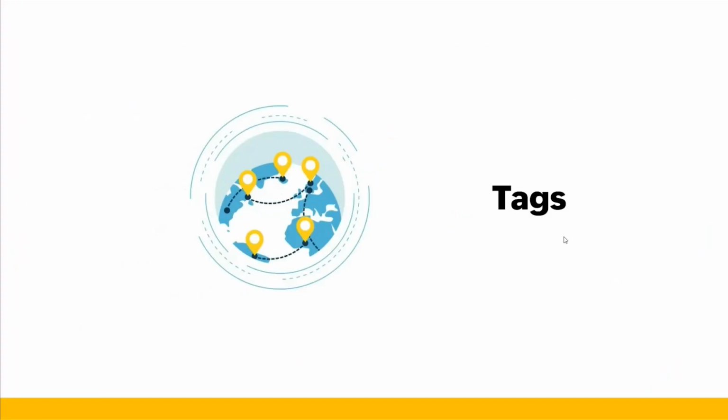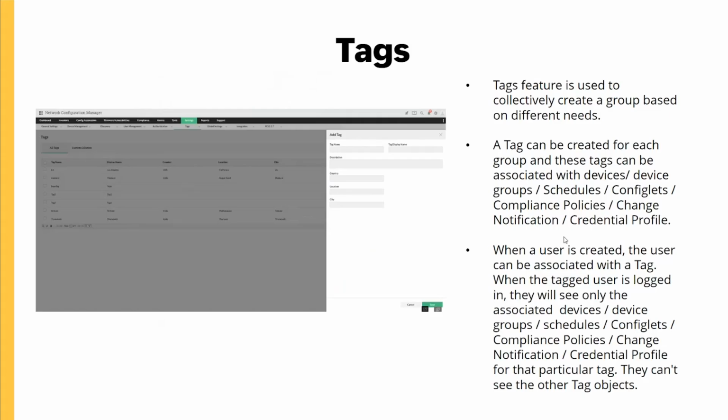Now let's talk about tags. So tags in Network Configuration Manager are similar to hashtags. You can create a tag for a specific location and assign devices, schedules, configuration, compliance policies, and users associated with that location. For example, if you have a location in Los Angeles, you can create a tag called Los Angeles by assigning this tag to specific devices, users, and other entities. So only the devices and settings associated with the Los Angeles tag will be accessible to those users.